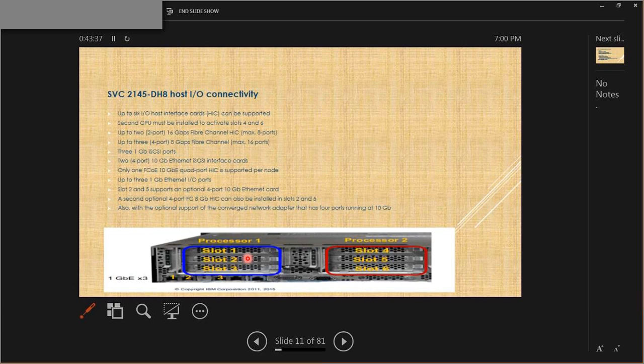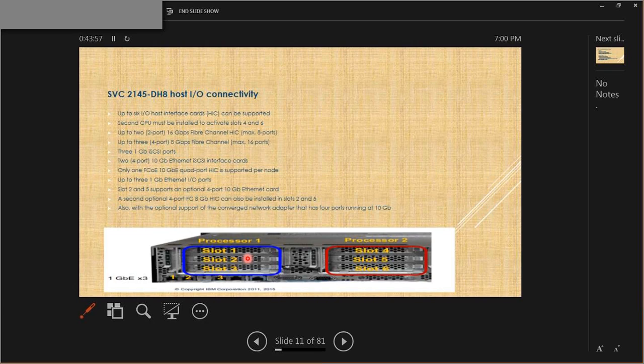So what are those ports? By default, it comes with one card with 4 ports for 8 Gbps connectivity. You can add additional 3 host interface cards to it. So it means you can have a total of 16 8 Gbps fiber channel ports. Okay, in case of this model. We are just talking about this model, as Raj told you.